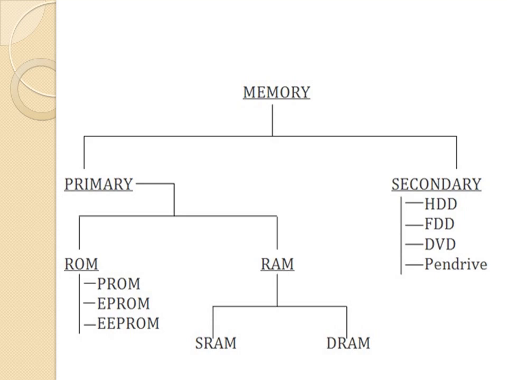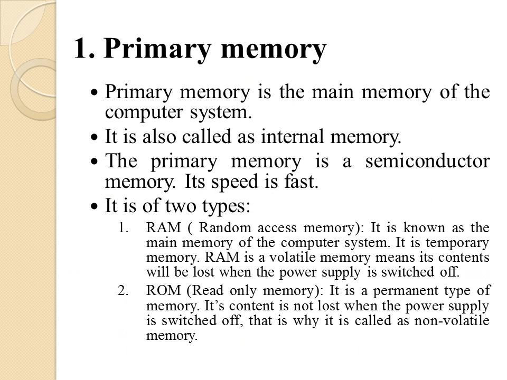So first we will discuss about primary memory. Primary memory is the main memory of the computer system. It is also called as internal memory. The primary memory is a semiconductor memory, its speed is very fast. Primary memory is divided into two main types, RAM and ROM. So first we will discuss about RAM. RAM stands for random access memory. It is also known as the main memory of the computer system. It is temporary memory. RAM is volatile memory, means its contents will be lost when the power supply is switched off.